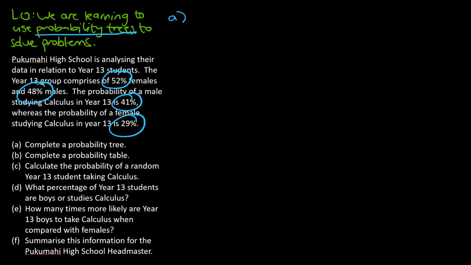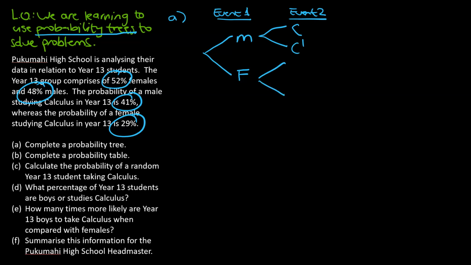So question A. And hopefully I'm just going to recap some probability concepts as we're doing it. A probability tree comprises two events: event 1 and event 2. In our case, we've got to think, what two events are occurring based on the numbers we've been given? The first event is whether the student in question is a male or a female. And if they're a male, do they take calculus or not calculus? And then the same with females, calculus and not calculus.